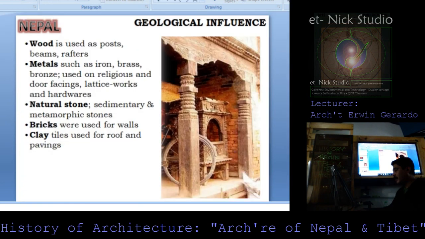Nepal, its geographical influence. Wood is used as posts, beams, and rafters. Metals such as iron, brass, and bronze are used on religious and door facings, latticeworks, and hardware. They are also abundant in natural stone, sedimentary and metamorphic stones. Bricks were used for walls. Clay tiles were used for roofs and pavings.